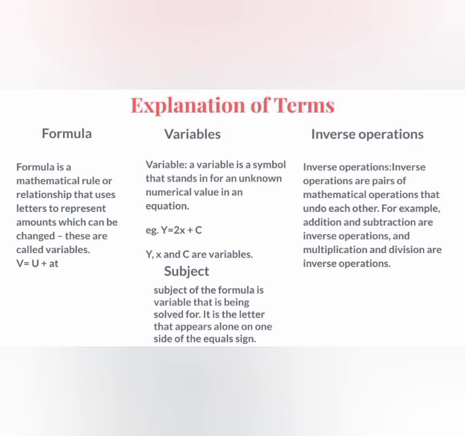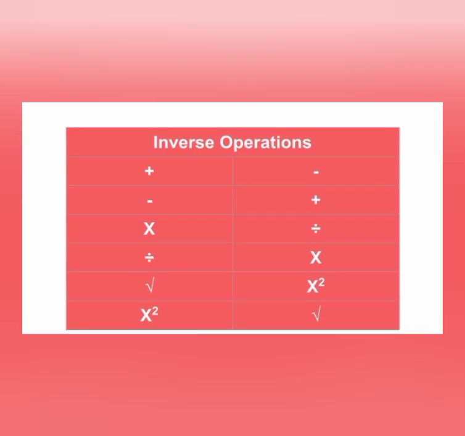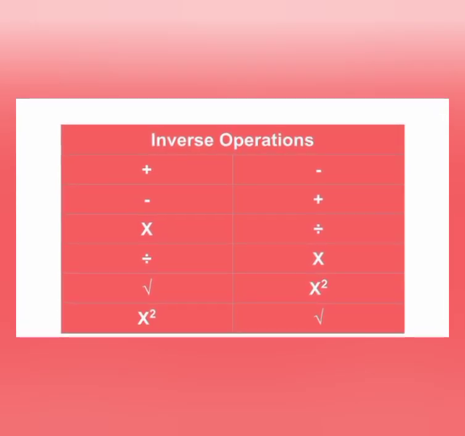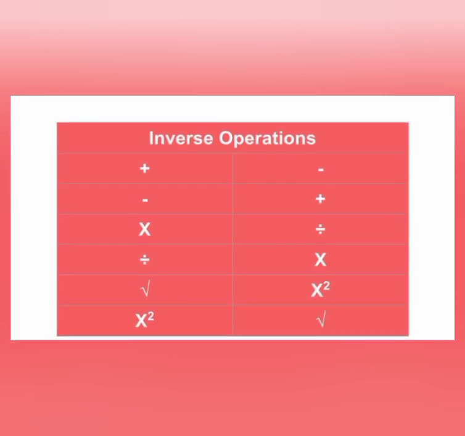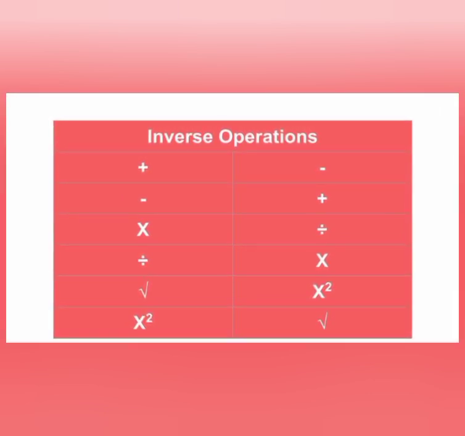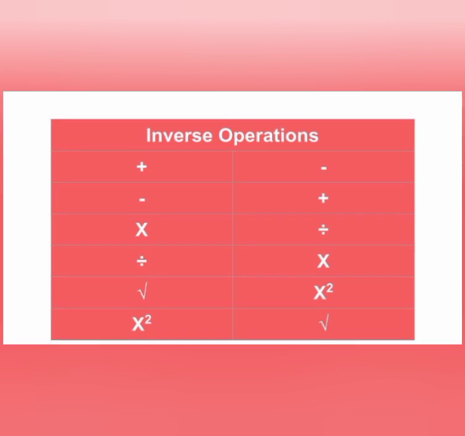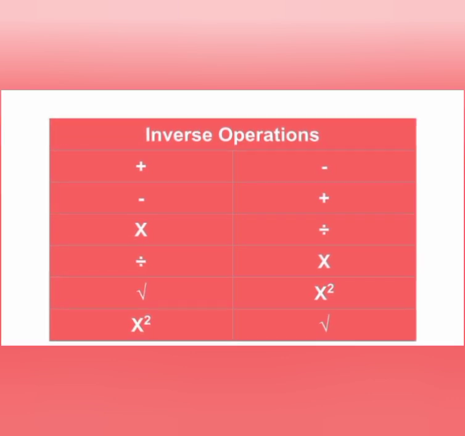Inverse operations are pairs of mathematical operations that undo each other. For example, addition and subtraction are inverse operations, and multiplication and division are inverse operations. So the inverse operation of addition is subtraction, of subtraction is addition, of multiplication is division, and of division is multiplication. The inverse operation of square root is square.